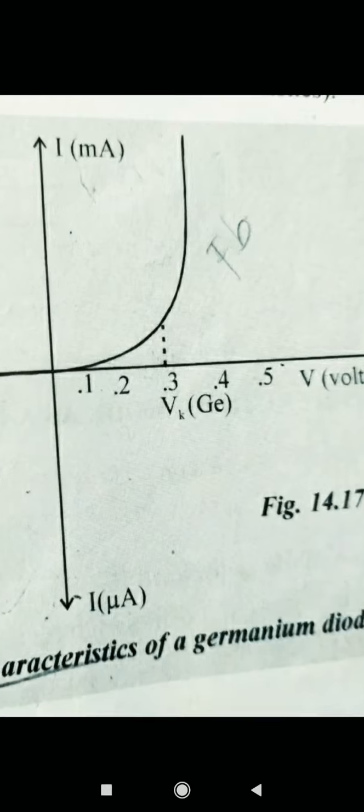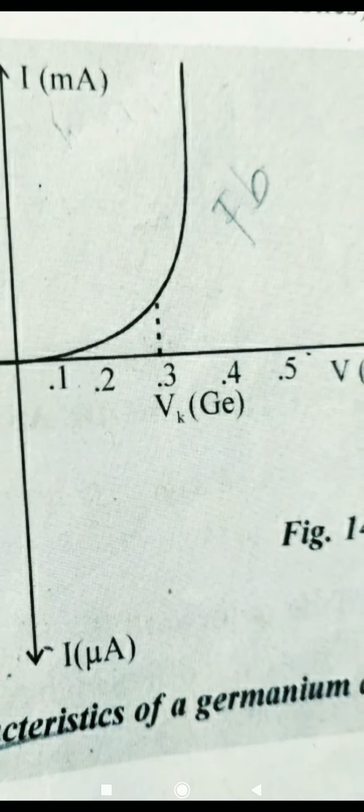Here you can see a particular point which is known as VK. VK is knee voltage or threshold voltage or cut-in voltage. What's the peculiarity of this voltage? From the graph it is clear that after this knee voltage, for a small change in voltage, the current increases rapidly to a larger amount. That's a peculiarity of the forward biasing graph.